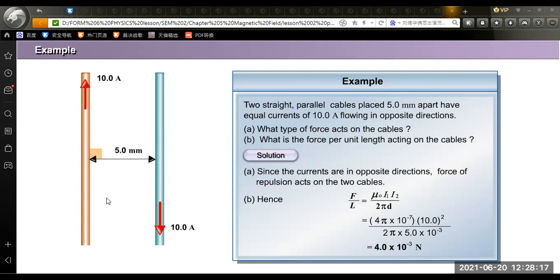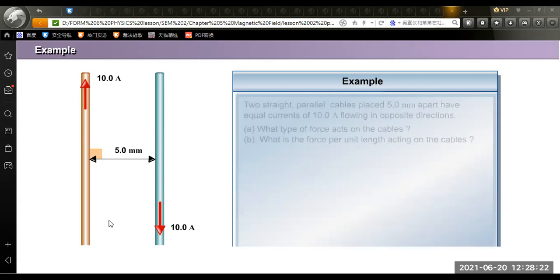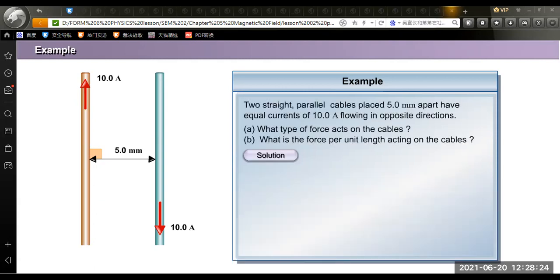Now we notice the next slide. Okay, sorry, the same slide. So we go to the next.